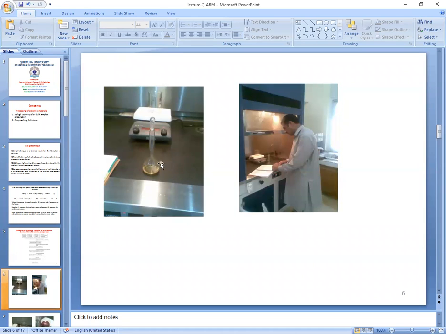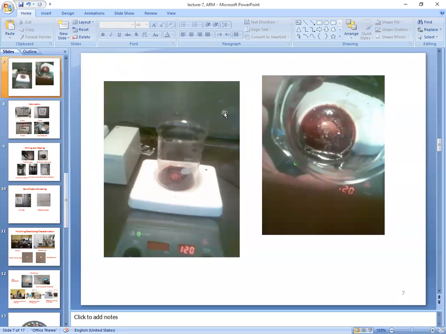So just put some solution in the beaker and dry it, then you will get a gel, and after the gel you have to dry the gel, and then after calcination you get the final product. Then you can make pellets or rods, anything, and after that you can characterize the samples. Okay, so these are the gels.